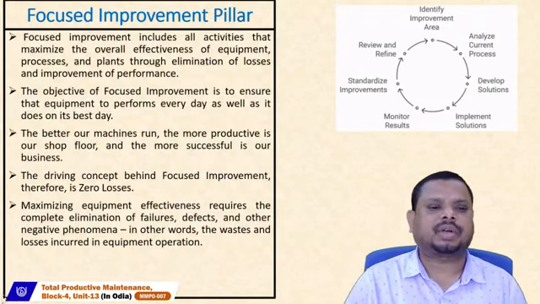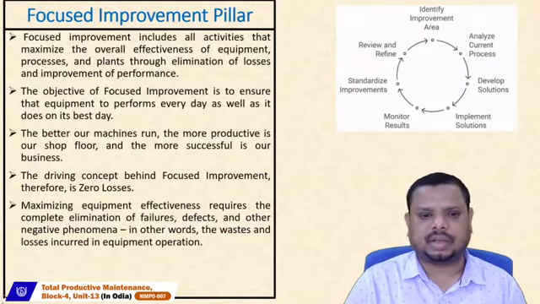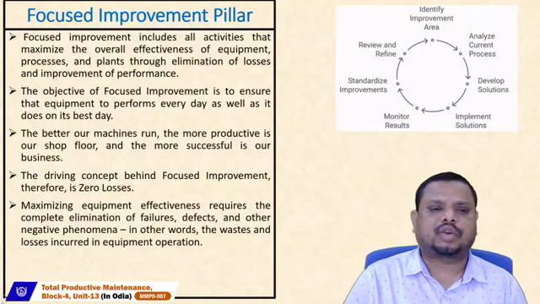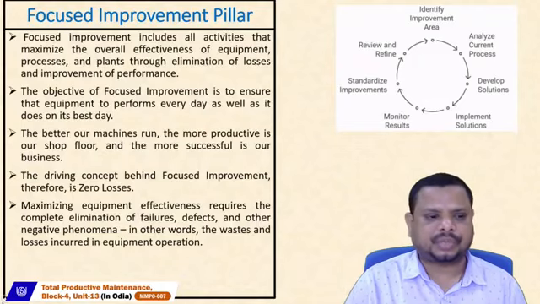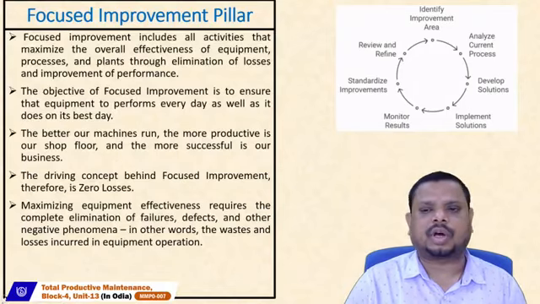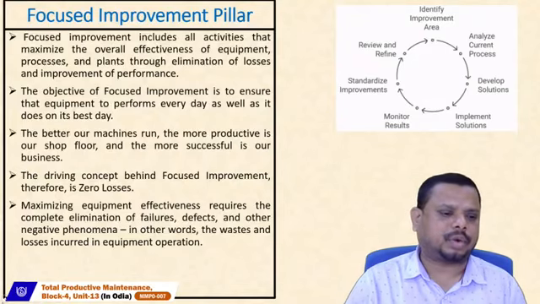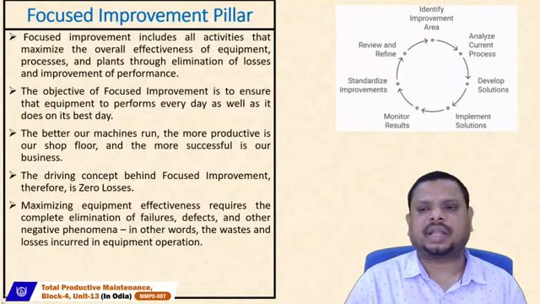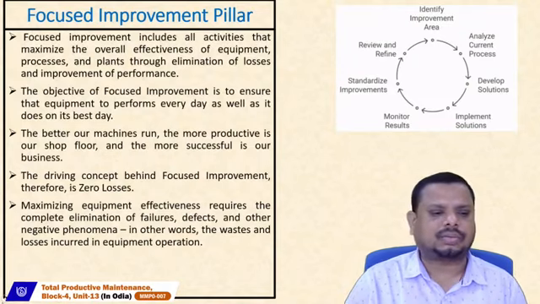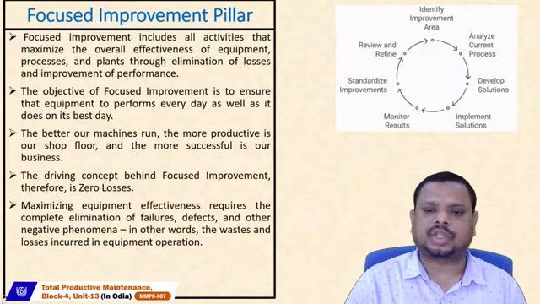The second objective of focused improvement is to ensure the equipment performs every day as well as it does on its best day. So the next important part, they focus on the equipment performance on a day-to-day basis. The third one is: the better our machines run, the more productive our shop floor is, and the more successful our business. That is the next point. And the driving concept behind focused improvement is to reduce the losses, so it reduces the losses down to zero levels.